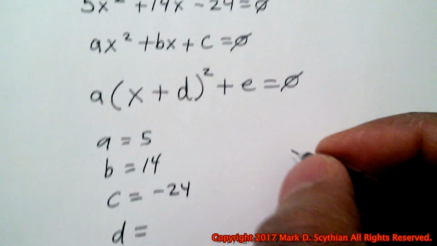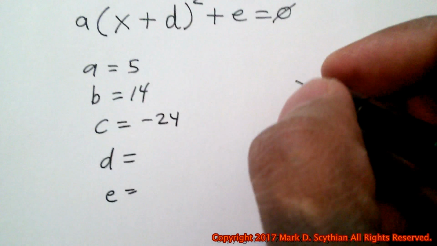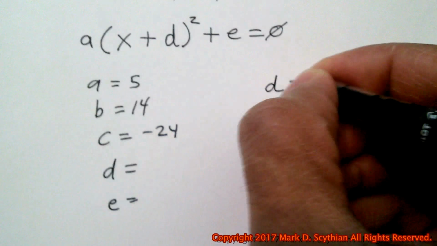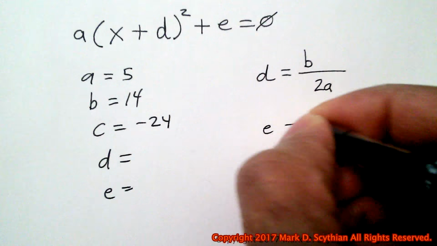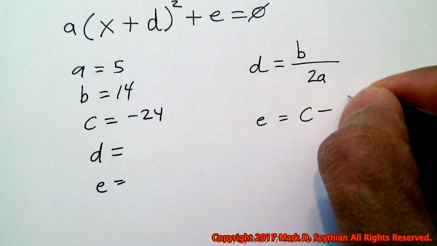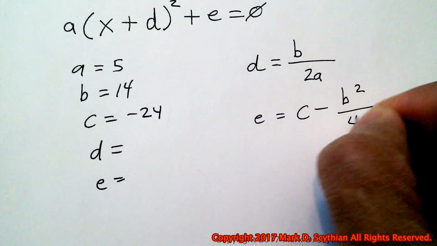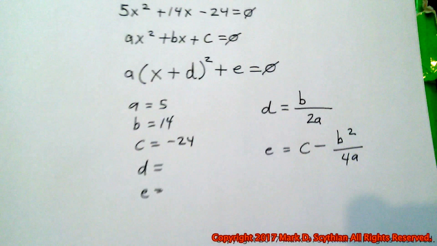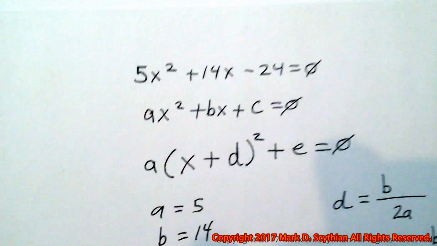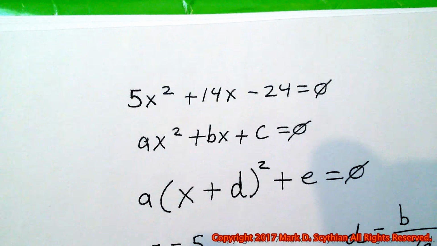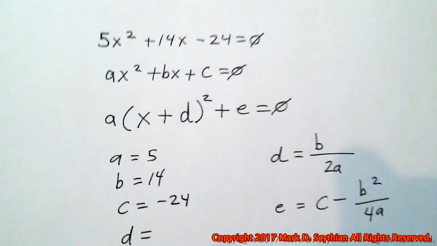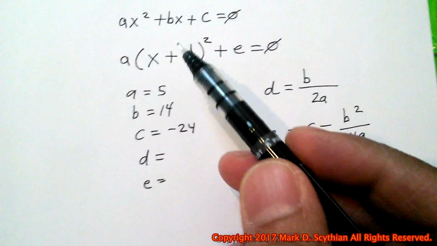D and e both have a specific formula. So you can use d is equal to b over 2a, and e is equal to c minus b squared over 4a. And this is often called the difference of squares. Convert the given quadratic equation into vertex form using the difference of squares. And this is like the easiest way to do it.